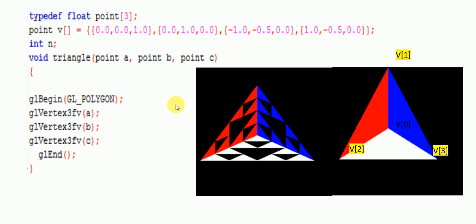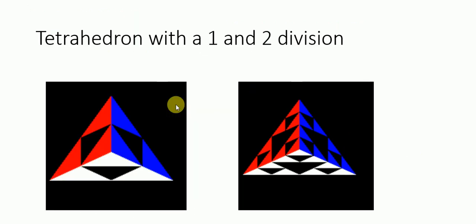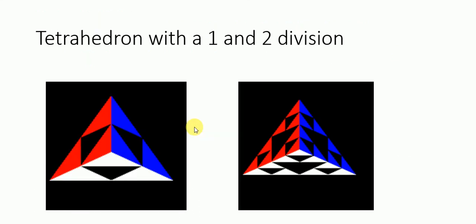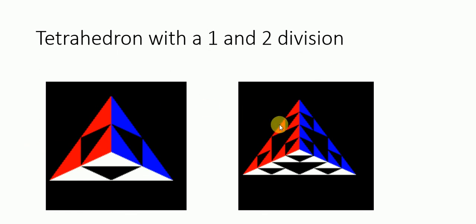Now the next part. So this is the tetrahedron and the triangle is displayed. It calls the triangle and it will be displayed. Now the tetrahedron with 1 division and 2 divisions, for example. Here is the tetrahedron with 1 division. This is the tetrahedron with 2 divisions, left, right, front and behind.